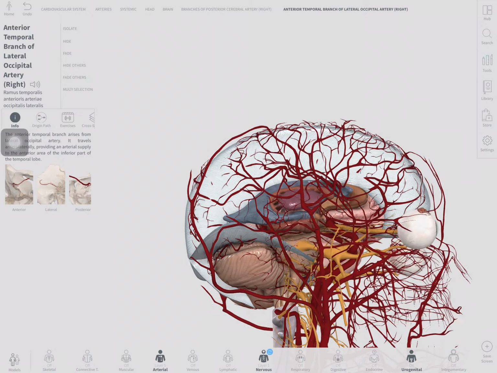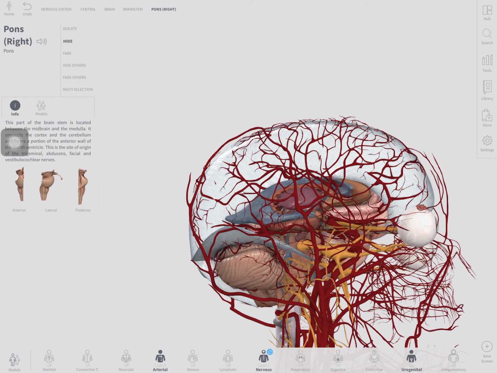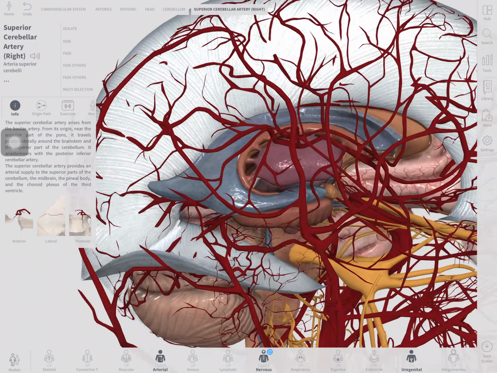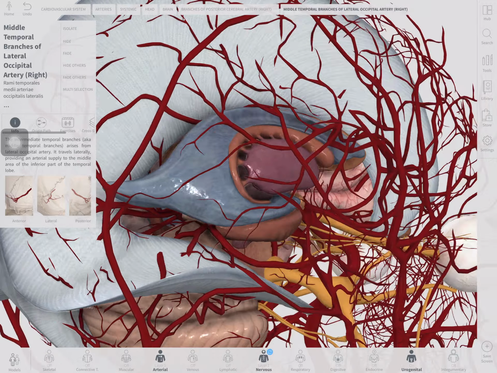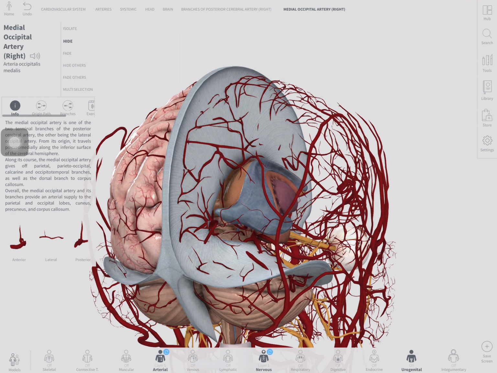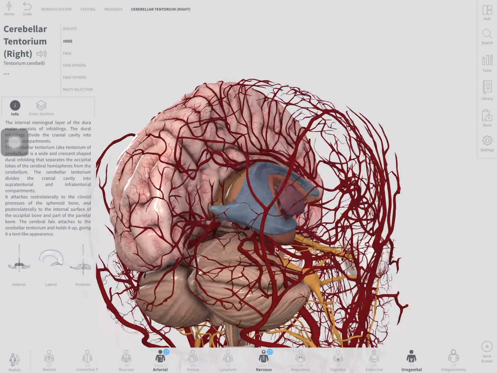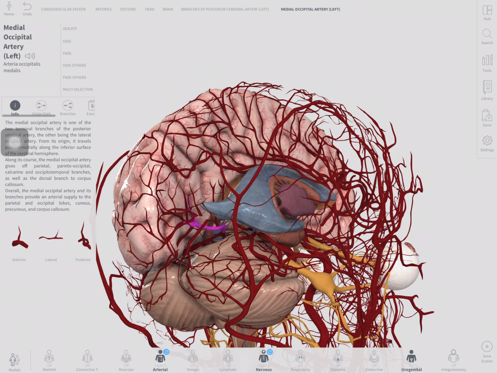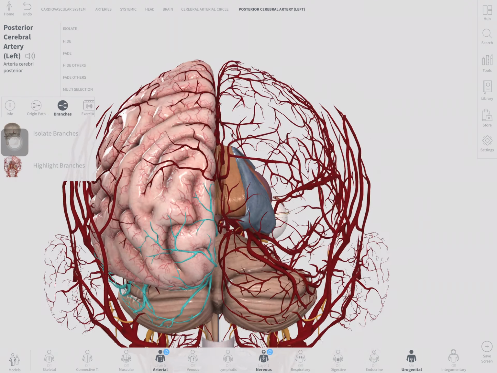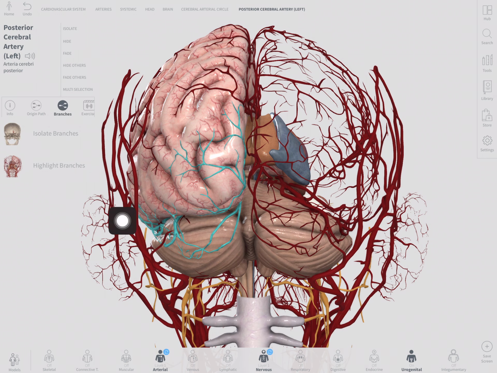You have to go under the brain. Yes, these are the posterior cerebral artery branches. This ACA, MCA, PCA is present on the right side as well as on the left side. Just know these are all the areas where the posterior cerebral artery supplies.